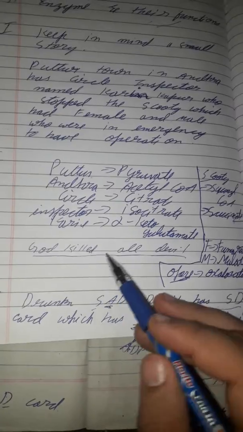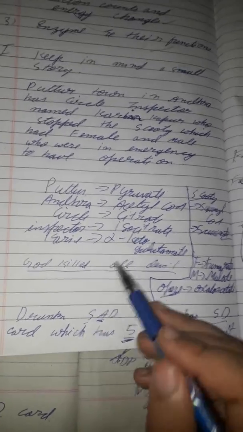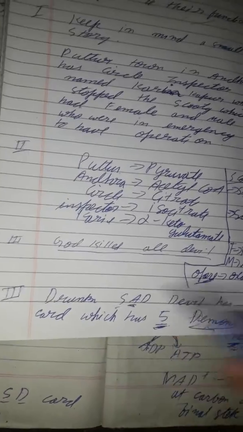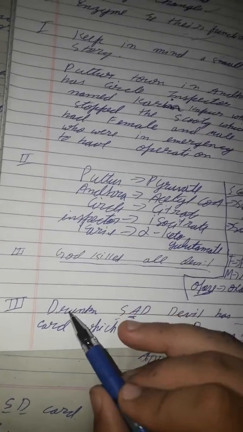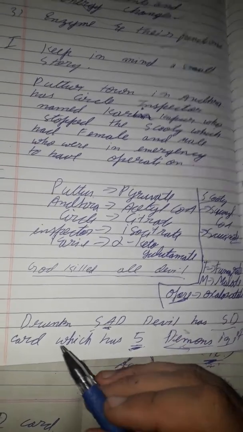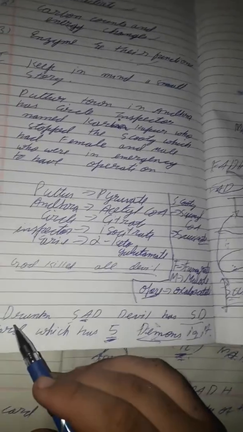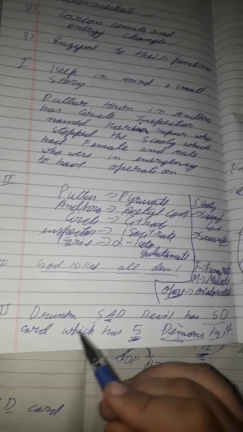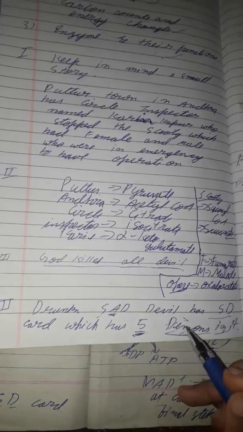Now just remember: God killed all demons. God killed all demons. So what did the demon do? He went to a bar shop and drank full. So a drunken sad devil has an SD card. So what does it have? Only memories now in the SD card. It is sad. A drunken sad devil has an SD card which has 5 demons in it.